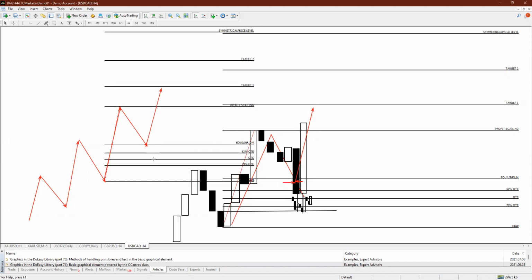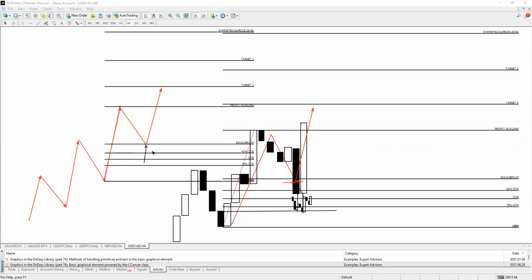Equilibrium is also another level that price respects, but we don't trust equilibrium, because sometimes price comes to a 50% push to the lower side and then goes back up. When you see price at equilibrium, there's going to be a lot of question marks. Just stay away. That is what I was saying, stay away.